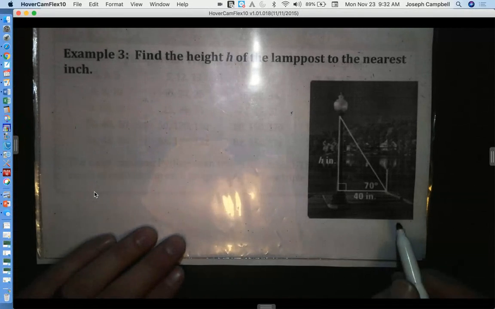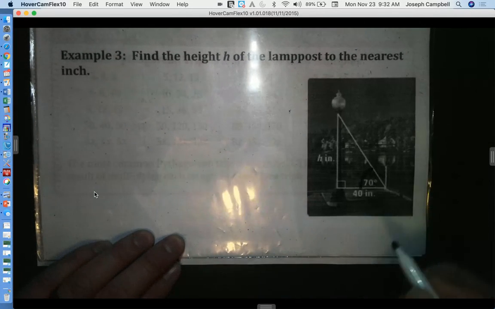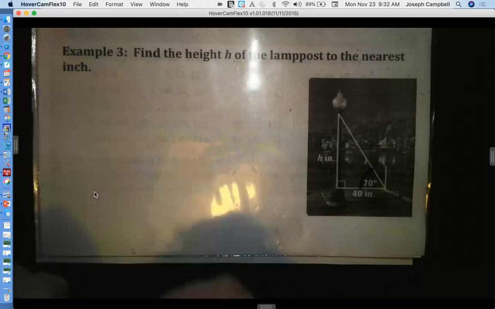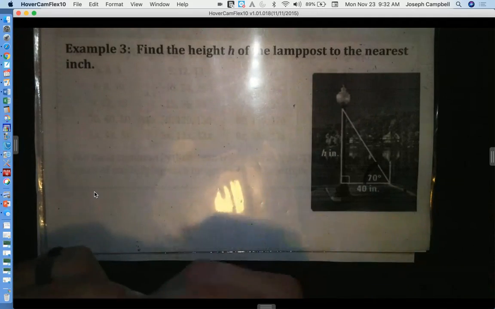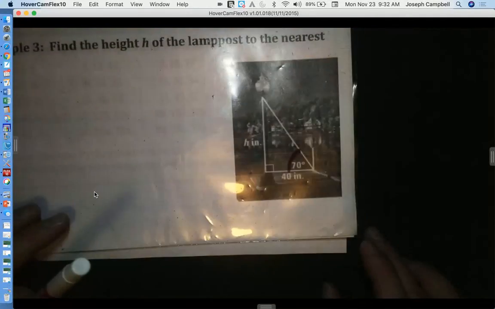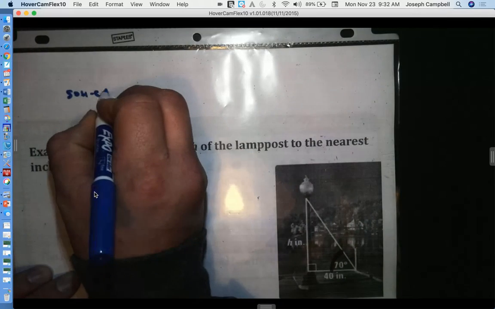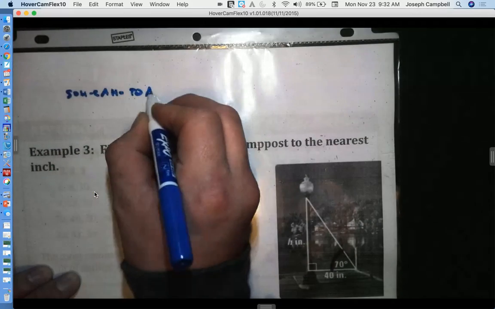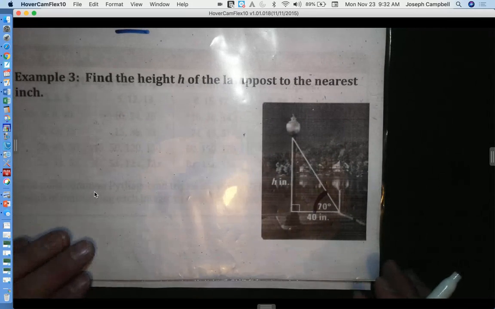Anyway, let's go ahead and solve for h. I'm looking from this 70 degrees. I want to first label my sides: opposite, adjacent, hypotenuse. Remember, you should always have this ready. SOHCAHTOA, right? Tangent is opposite over adjacent. So that's what we are drilling today.